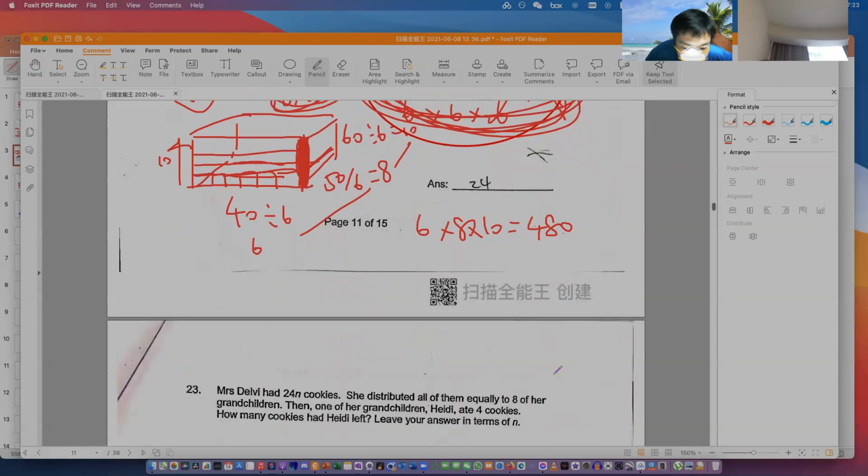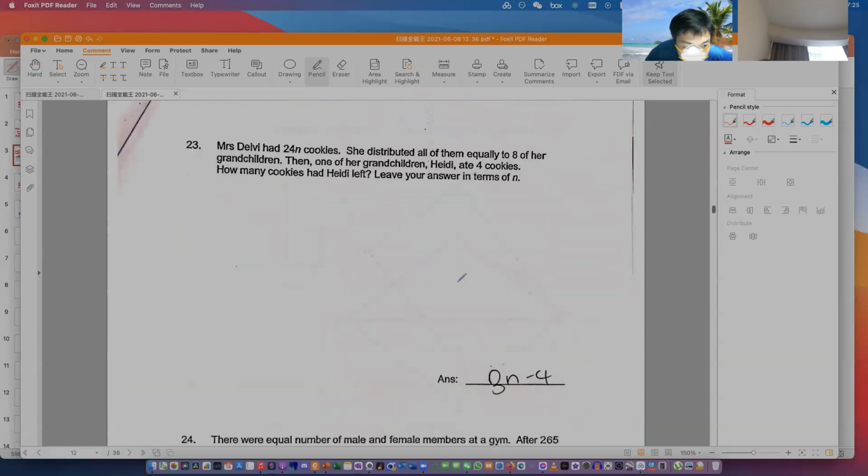Okay, next. 23, are you correct or wrong? Wrong.